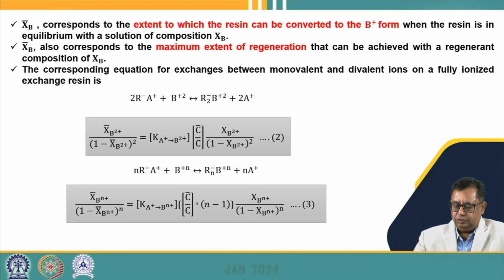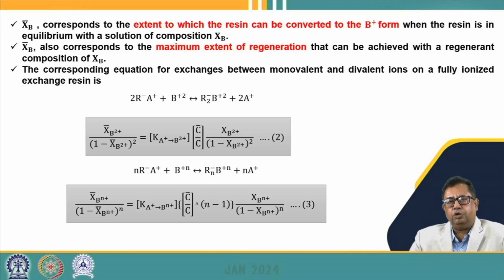So here x bar B represents the extent to which the resin can be converted to the B plus form, right? And similarly, x bar B also corresponds to the maximum extent of regeneration that can be achieved with a regenerant which is having a composition of x B.